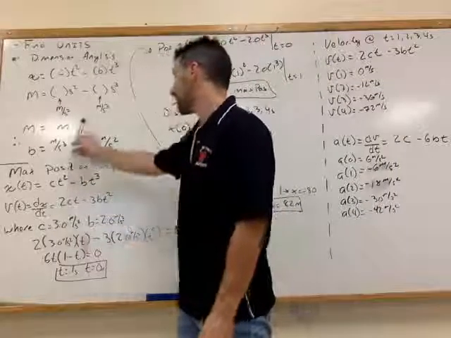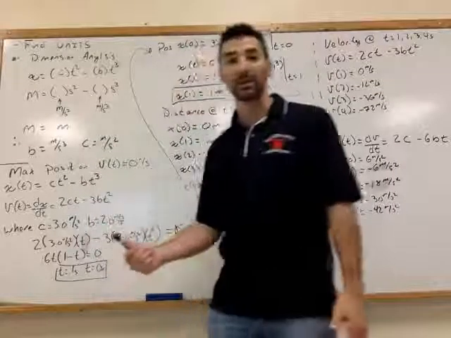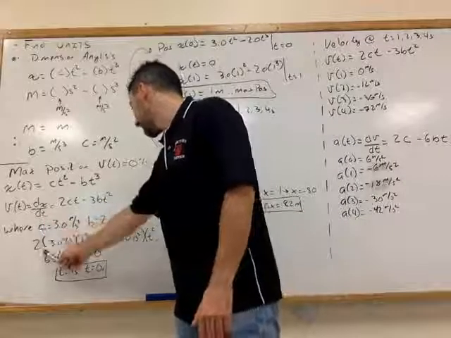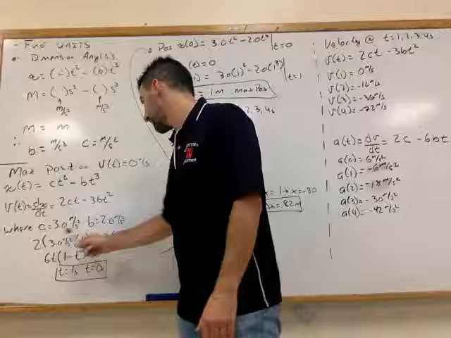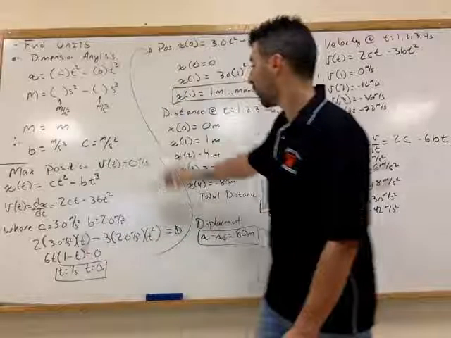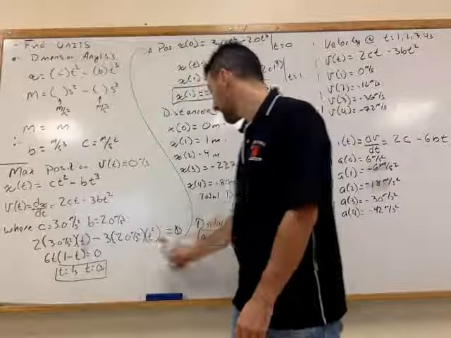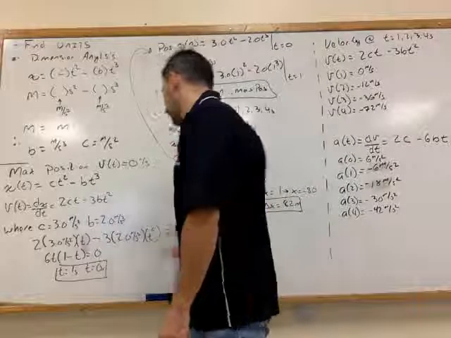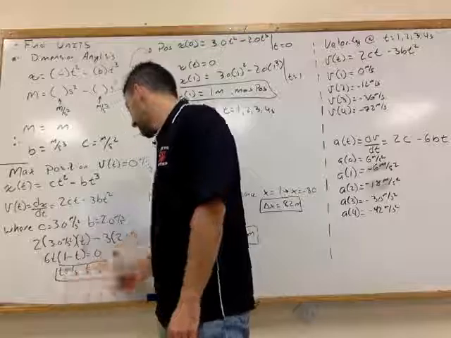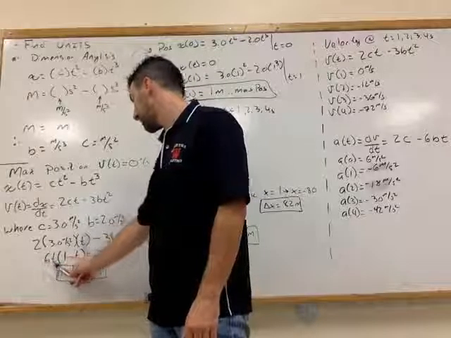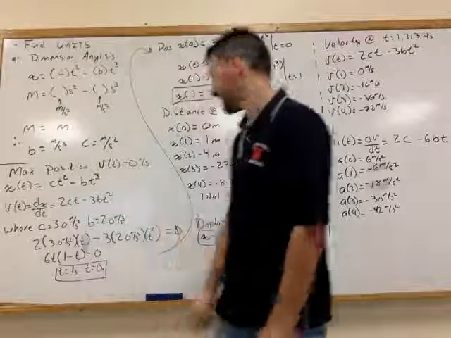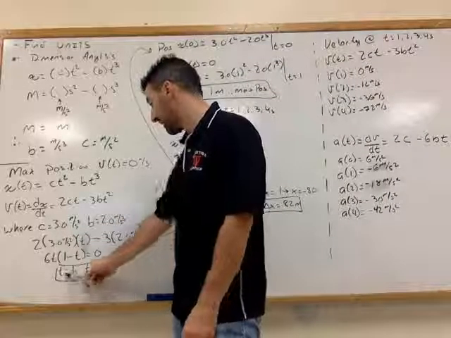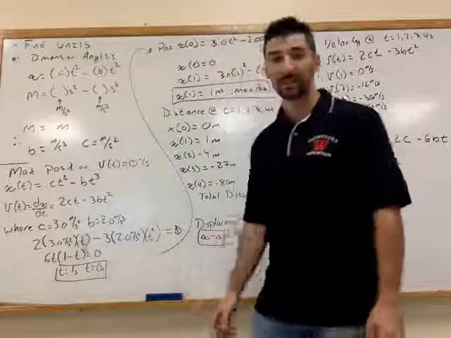Plugging what I know. Notice I'm bringing my units down, so I know my units are going to work and they're going to cancel. All I'm doing here now is plugging in 2 times 3. I'm looking for t and for t. Once I have my equation, set the whole thing equal to 0. When I set the whole thing equal to 0, I'm simplifying here, skipping a step. I can factor out a 6t, and then I have 6t times (1 minus t) equals 0.